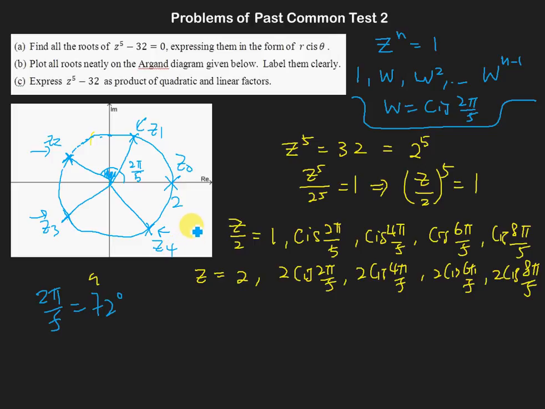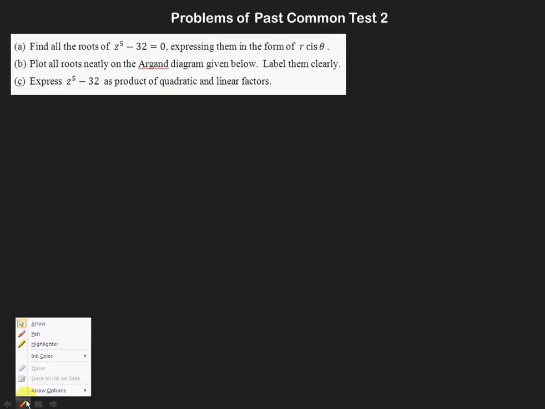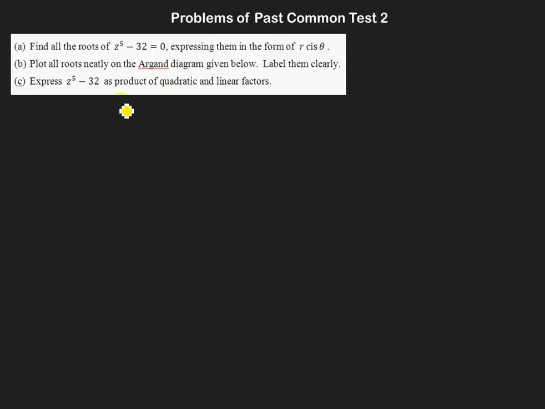And lastly, we express this expression as a product of quadratic and linear factors. We use the fact that Z2 and Z3 are conjugates, and Z1 and Z4 are conjugates, to help us form the factors. Okay, so Z0 is 2. There's nothing much we can do, so from here we know that this will be our linear factor.